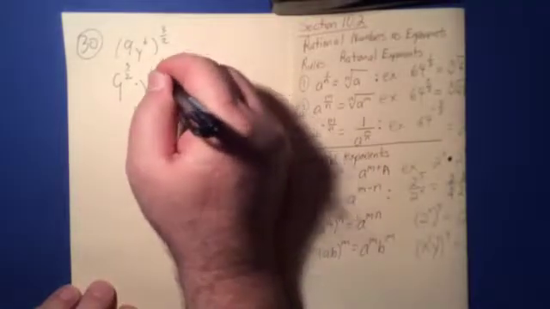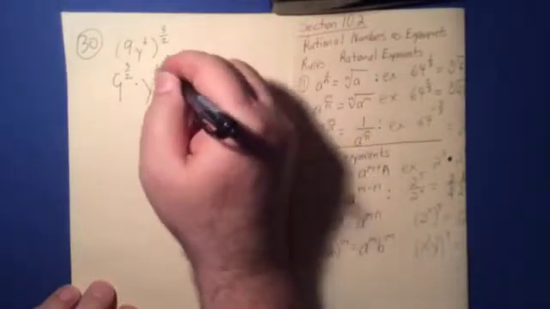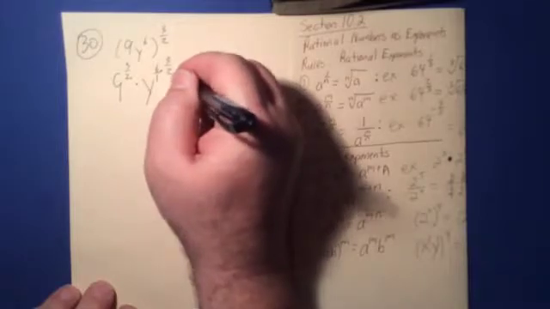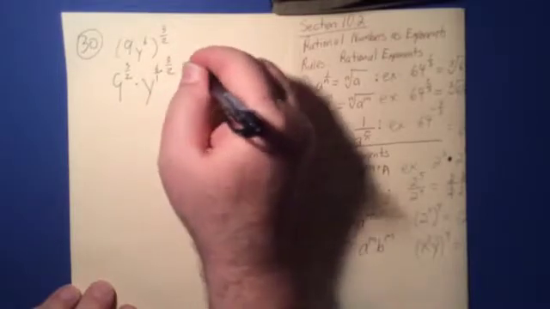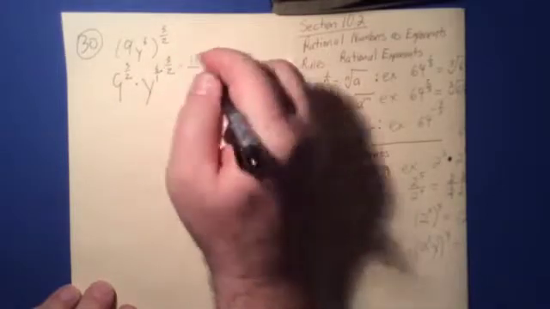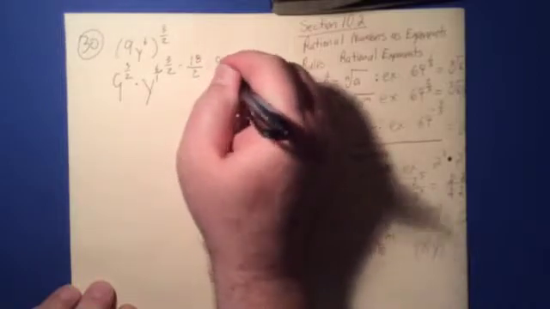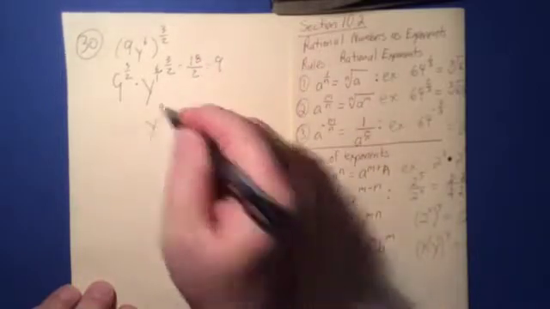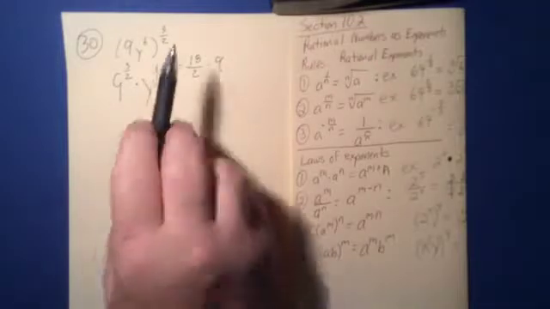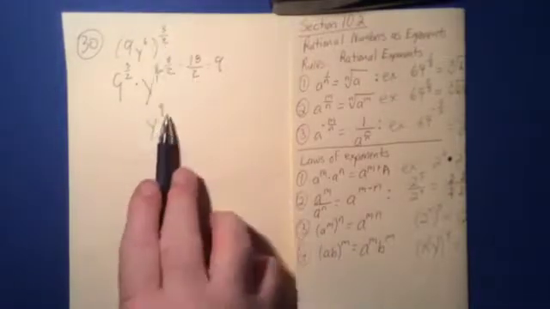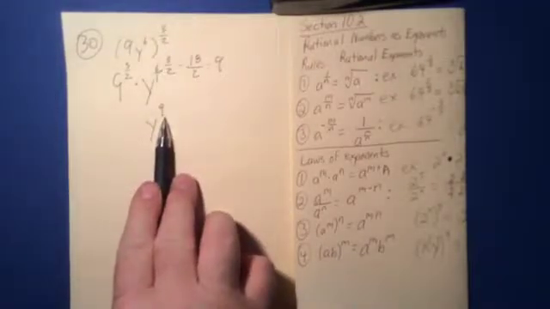Well, I can write this y to the 6 as 6/1. So it's going to be 6 over 1 times 3 over 2. Well, 6 times 3 is 18, and 1 times 2 is 2, so that's going to be 9. So we have y to the 9th here. So y to the 6th raised to the 3 halves is equal to y to the 9th.